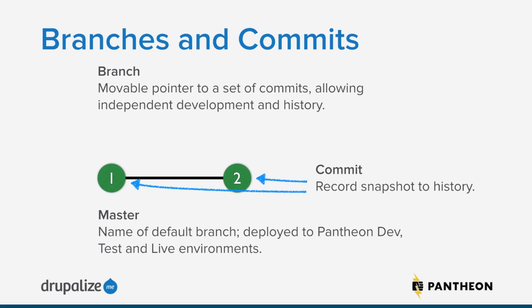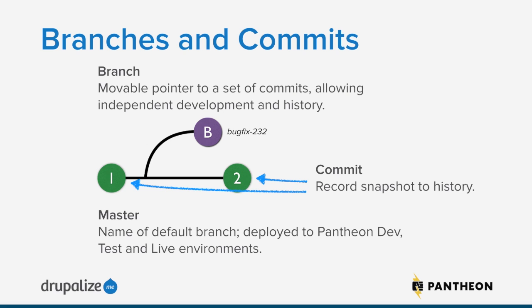Now, master is the name of the default branch. So when you first create something in Git, or when you first create a new environment in Pantheon, the code base starts off with its first branch, and that first default branch is always referred to as master. So when you see master, that is the main code base that you start with when you get going.